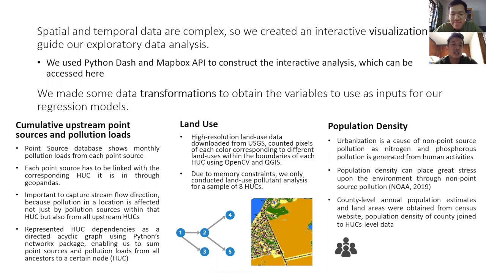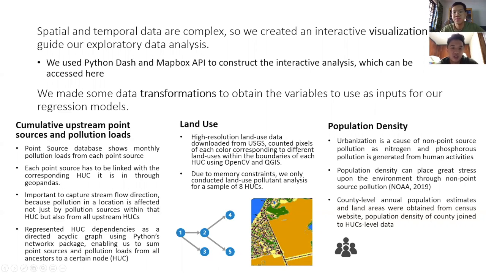We then made some data transformations to obtain variables to use as inputs for our regression models. The first data point that we considered was upstream and downstream HUCs. We did this by representing HUC dependencies as a directed acyclic graph using Python's NetworkX package, and this allowed us to sum point sources and pollution loads from all ancestor HUC sources to a particular node.